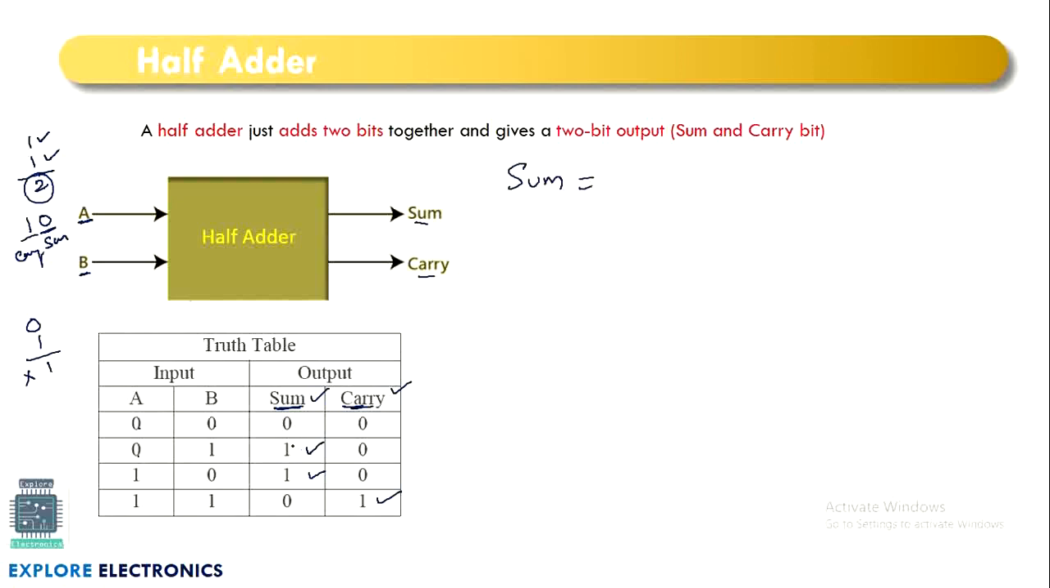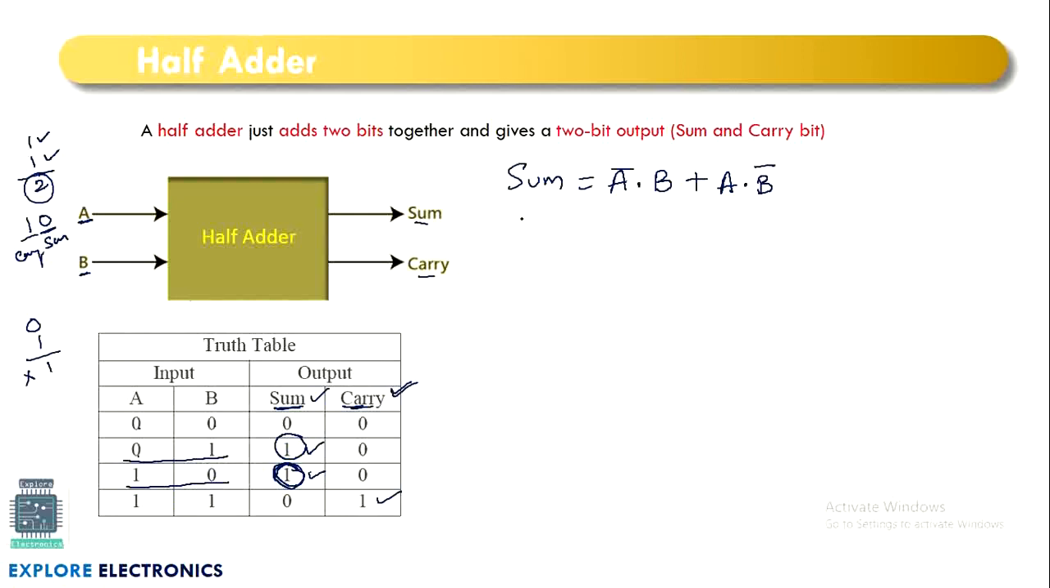Here sum is 1, and also here sum is 1. So, what are all the inputs in this case? We will be having 0, 1. So, let me write 0 as A bar into B, which is 1. That's why I am going to write B as it is, plus the next set of values where we are getting sum as 1. Here sum is 1, right? In this case, we will be having the inputs 1, 0. Means 1 can be written as A, and B is 0, so it can be written as B bar. It is A into B bar.